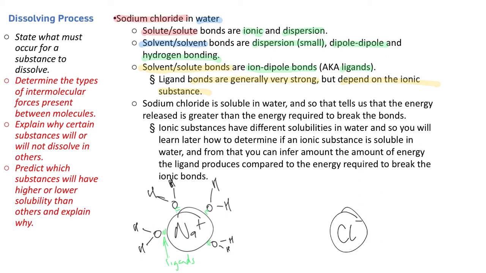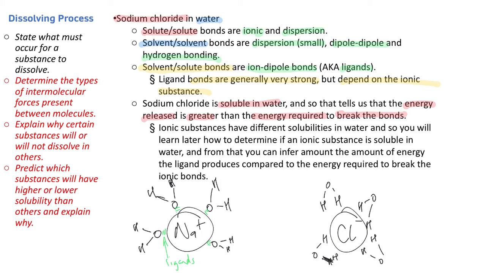For the chlorine, the water molecules would rearrange themselves in the opposite way so that the positive end of the water molecules would be close to the chlorine. Okay? Okay, and then you can draw your ligands there as well. Okay, so sodium chloride is soluble in water, so that tells us that the energy released is greater than the energy required to break those bonds.